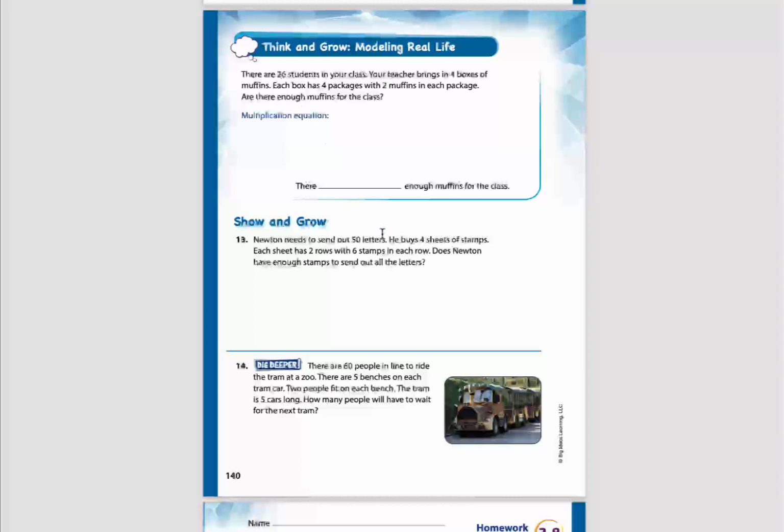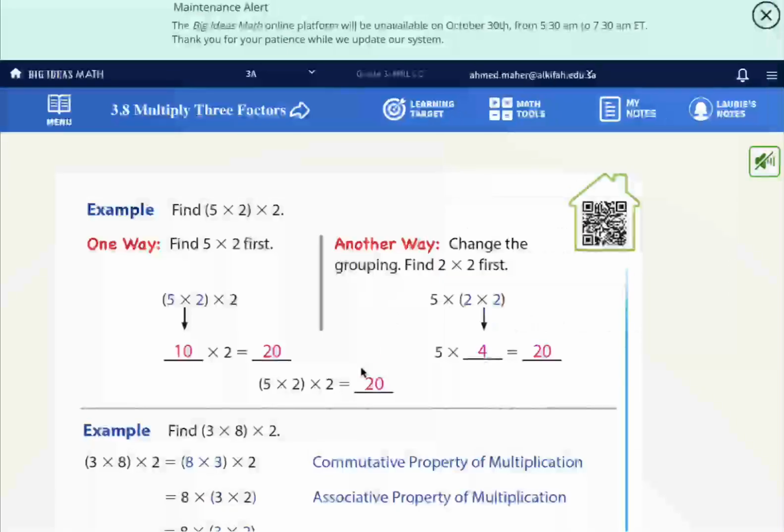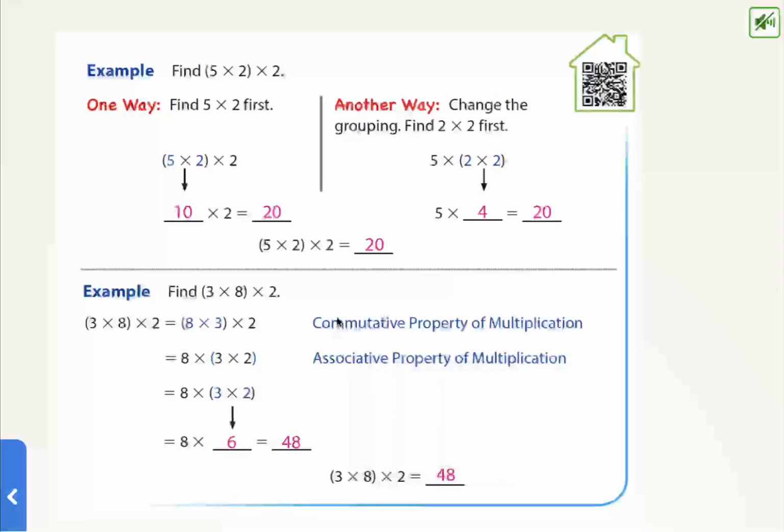Now, before we start solving, I want to remind you about the main idea of this lesson. And to do this, I'll use this. In this example here, we need to find 5 multiplied by 2 multiplied by 2. We can multiply 5 by 2 first. In this case, we get 10. And 10 multiplied by 2 is 20.